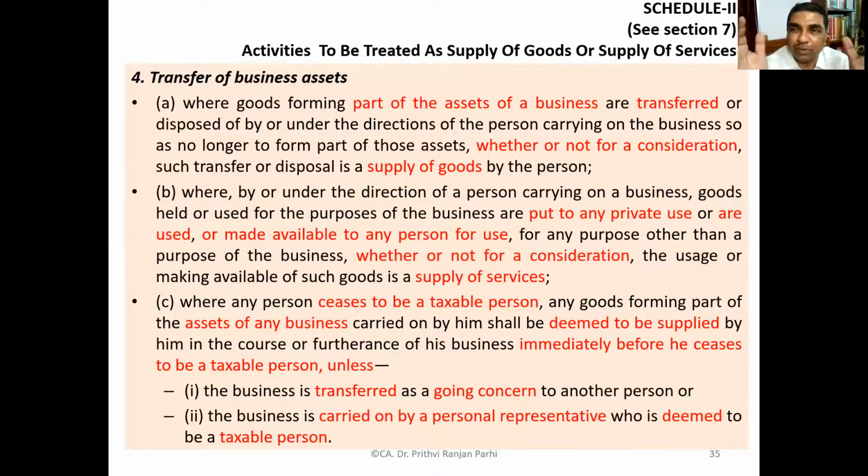Okay, suppose one proprietor of the farm dies, then his personal representative may carry on the business as deemed to be the taxable person. If that is the situation, it will not be assumed or deemed that all the business assets are supplied on the date before he ceases to be the taxable person. It will not be assumed like this. That means assets are continuing in the business, and the other person, who is the personal representative, deemed to be the taxable person, is continuing with the business. So in case of transfer of business assets, these points you have to keep in mind.